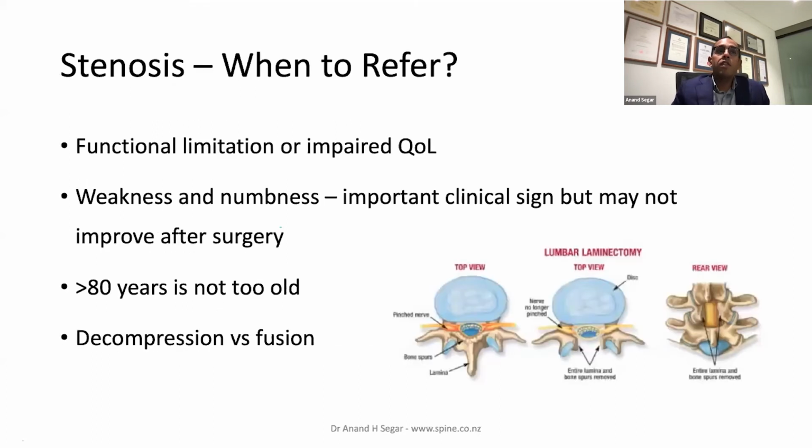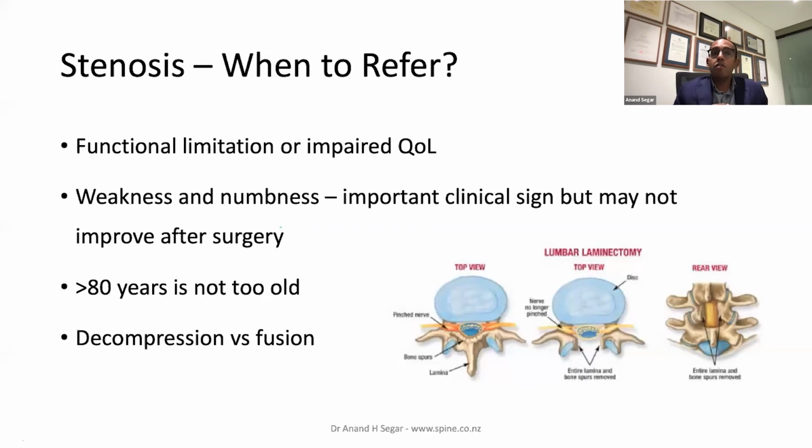So when should you refer these patients? Well, when they have functional limitation or impaired quality of life, or when they have weakness or numbness. It's an important clinical sign, but it may not improve after surgery. Oftentimes I have patients who are 85 who say, well, I'm too old for surgery. Well, a decompression operation, generally, if they're not too unwell, is not a big operation. So greater than 80 years of age in itself is not a contraindication to surgery.